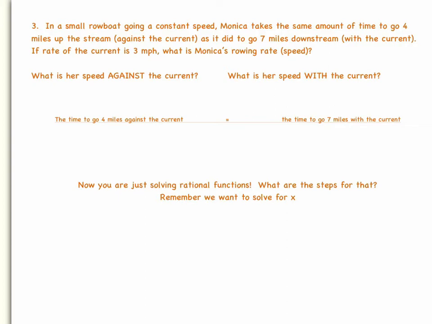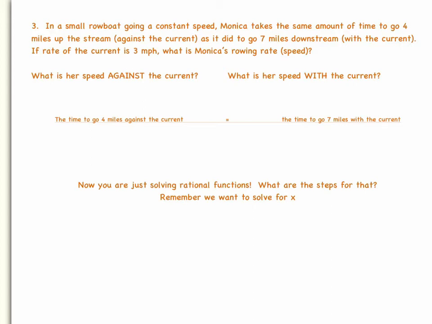Now, before identifying the variable, it might help if you really try to picture this problem. When someone goes up the stream against the current, doesn't that mean they will be moving through the water at a slower speed than someone who's going downstream with the current? If you're going with the current, that pushes you, propels you along. So I really would try to picture that in your mind, and that will help a little bit with the rest of this problem.